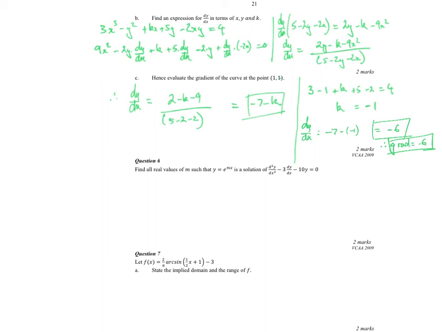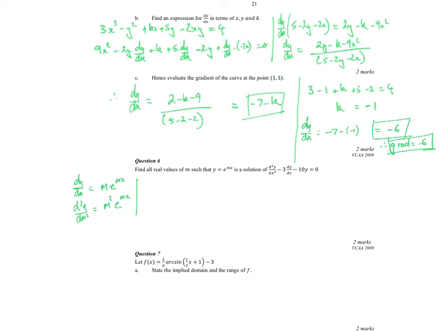Alright, find all real values of m such that y is a solution to that differential equation. Okay, so y dashed is equal to, or maybe we should use their notation. So let's go with dy dx is equal to m e to the mx, d squared y dx squared is equal to m squared e to the mx. Any other terms we need? No.